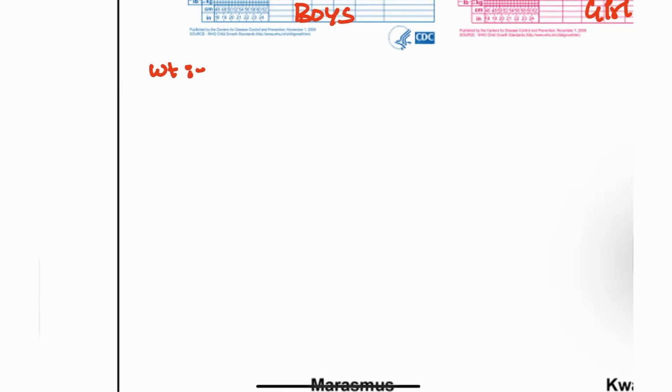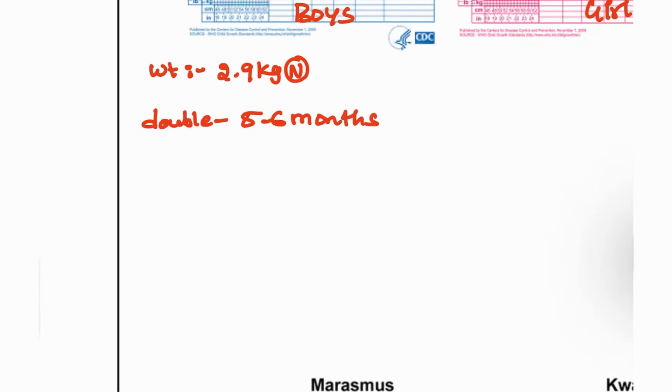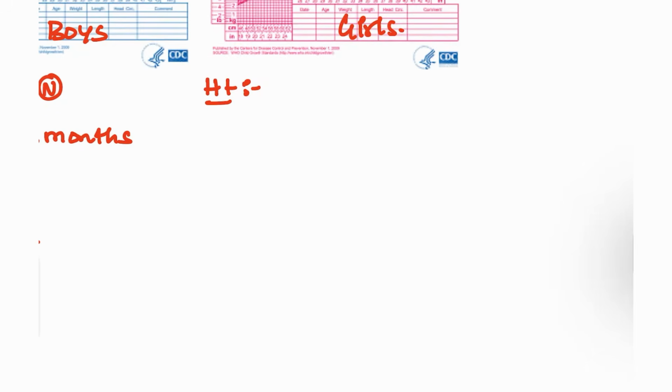Next, for the weight gain. Usually what happens, average weight gain, normal is 2.9 kgs. Okay, normal is 2.9. Then we also have to know the weight gain pattern. Usually the birth weight will double by 5 to 6 months, triples by 1 year and quadruples by 2 years. Okay, this is normally what we see. Next, height. The average height of the baby will be 50 centimeters by 1 year.